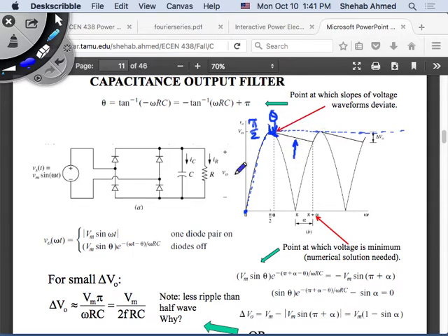Why is this line exponential? Because at some point, again, what I have here is a full wave rectified waveform. This full wave rectified waveform reaches a peak value, then goes down. This capacitor is charged all the way until the peak value.